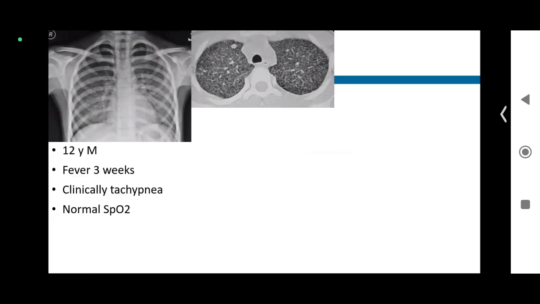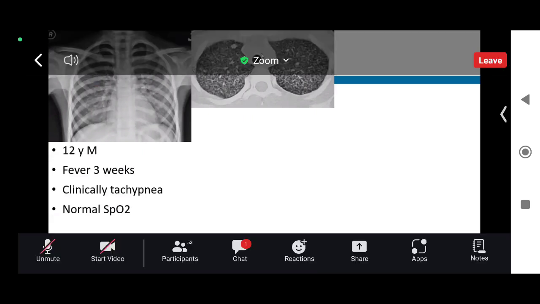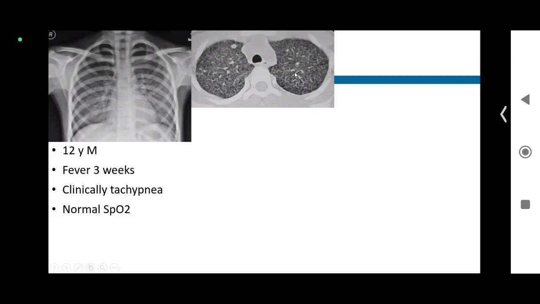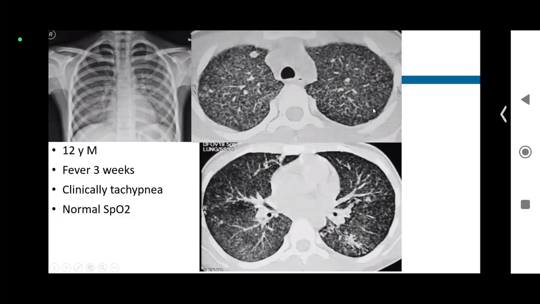This is a child who has got tachypnea and fever for more than 3 weeks, 12 years. The X-ray is not very clear, but what you see in the CT is the typical uniform pinhead size bilateral symmetrical lesions. This is nothing but your miliary mottling. Even though miliary mottling can happen with many conditions, the commonest is TB in our country. Uniform pinhead size, bilateral symmetrical. For diagnosing miliary mottling, CT is the modality of choice, and CT picks up the early miliary mottling.